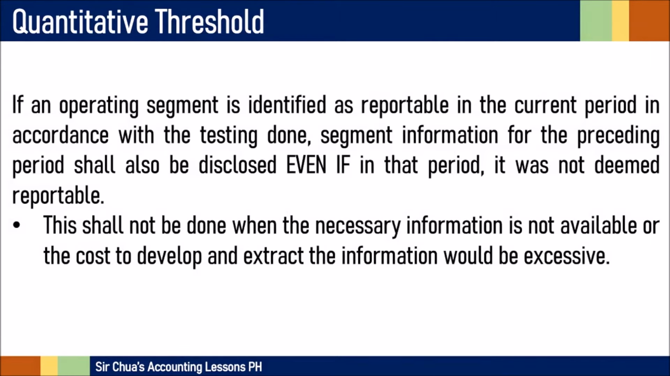If an operating segment is identified as reportable in the current period in accordance with all of the testing that we did, segment information for the preceding period shall also be disclosed even if in that period hindi siya reportable. So let's say for example, itong segment na to ngayong period reportable. Syempre, 'di ba, comparative information tayo. So segment information for the preceding period shall also be disclosed even if that time hindi siya reportable. Kasi ang nangyari, itong segment na to reportable na ngayon, last year hindi, pero dahil reportable na siya ngayon, pati yung last year relevant information ilalabas mo na, i-disclose mo na kasi reportable na siya ngayon.